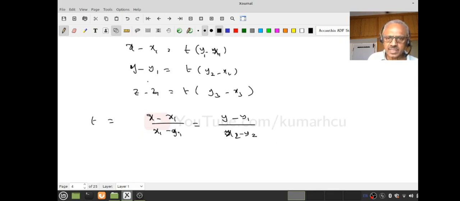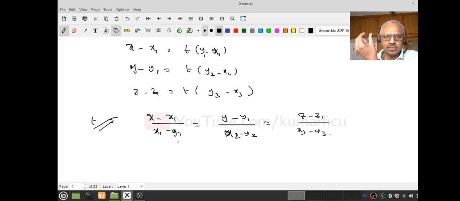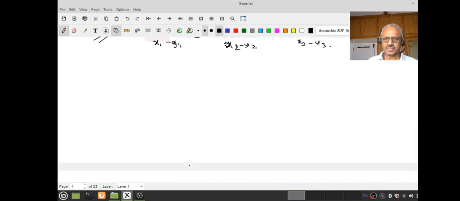Okay, I am making a mistake, it is Y minus Y2. And the last one will be Z minus Z1 by Y3 minus X3. So you can see this is the equation of a line passing through X1, Y1, Z1 and X2, Y2, Z2. You follow that? That is why we call this a line segment. You can read this from my book Linear Algebra, a Geometric Approach.